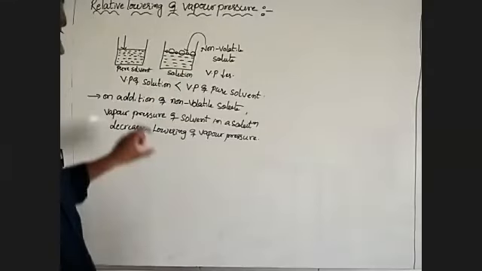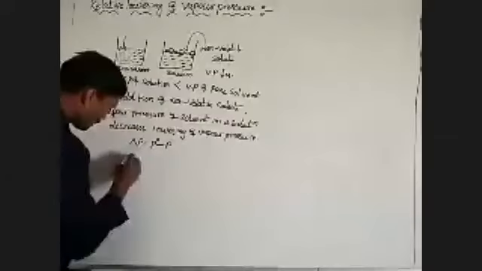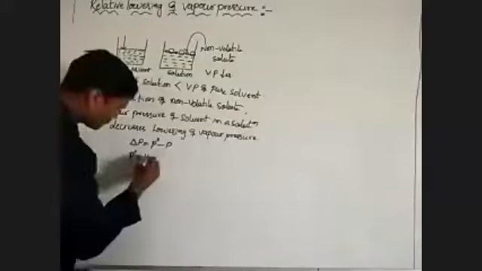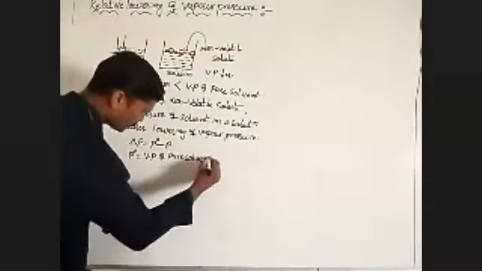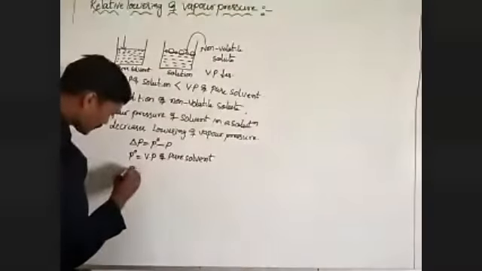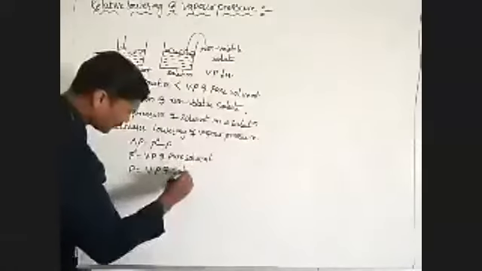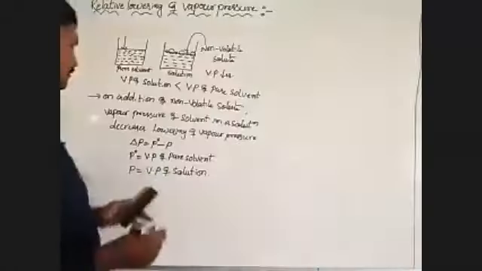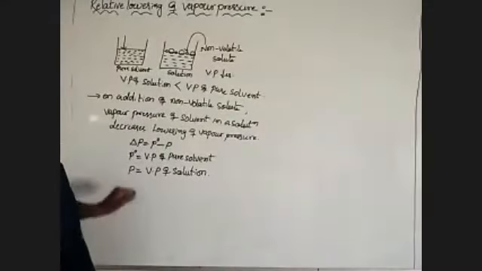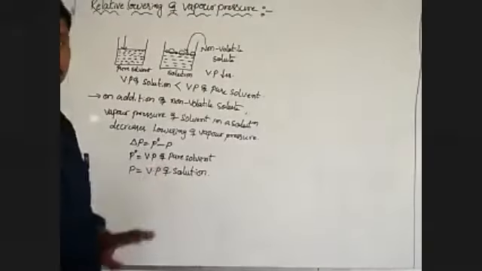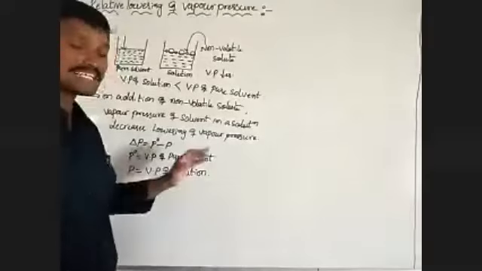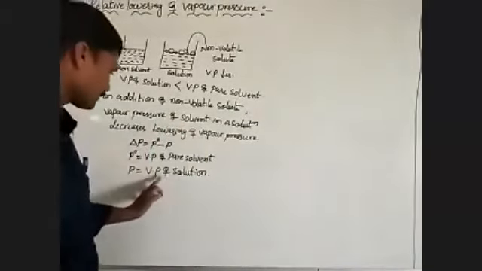That means the lowering of vapor pressure is P naught minus Ps. Here P naught is equal to the vapor pressure of pure solvent, and P is equal to the vapor pressure of the solution. The vapor pressure of pure solvent is always greater than the vapor pressure of the solution.